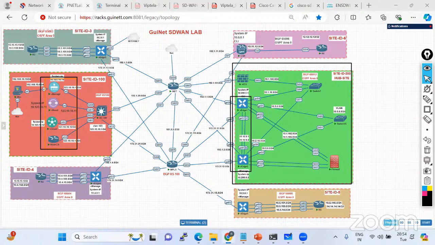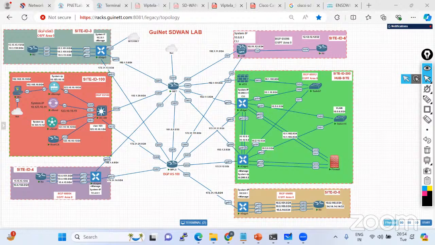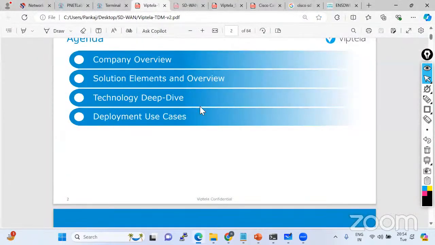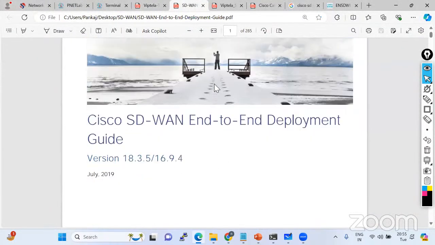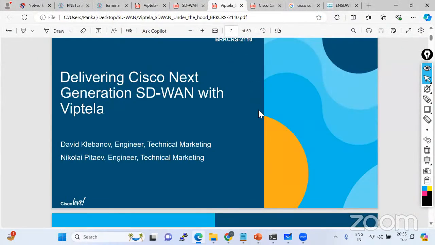So I discussed why and what SD-WAN is, and I explained that. Now we just have to understand the evolution of SD-WAN, where SD-WAN came into the picture, what the requirement was, and how it became very popular.